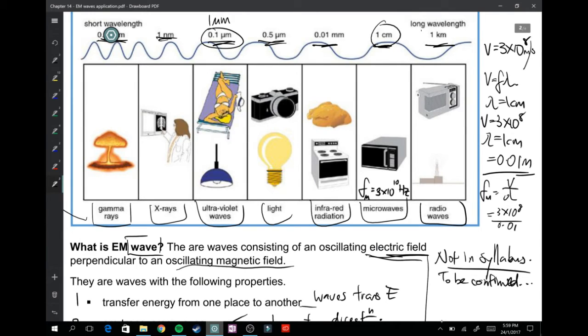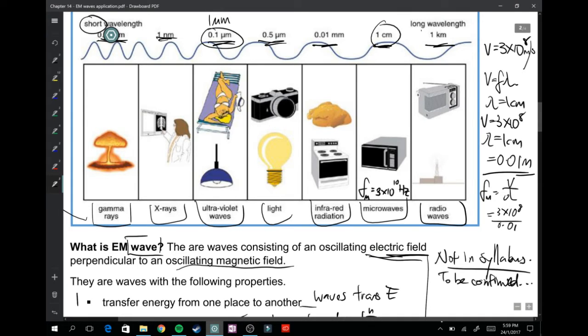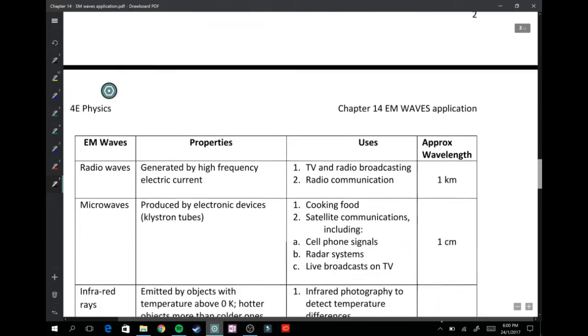The shorter the wavelength, the higher the frequency. Okay, so while this is short wavelength, it will be high frequency, and if this is long wavelength, then this will be low frequency. Alright, okay, now let's move on to the next page.